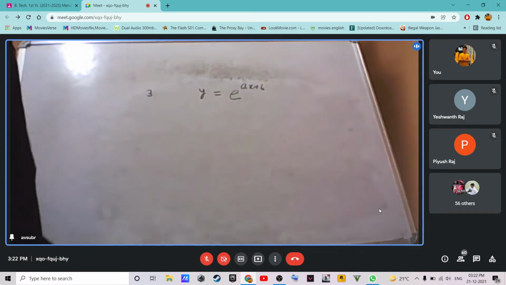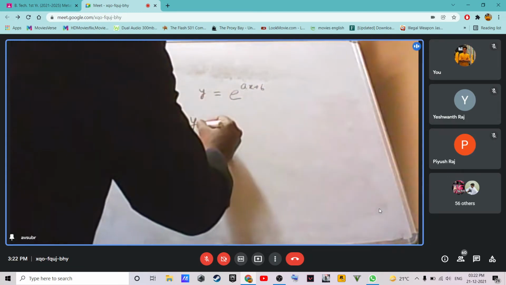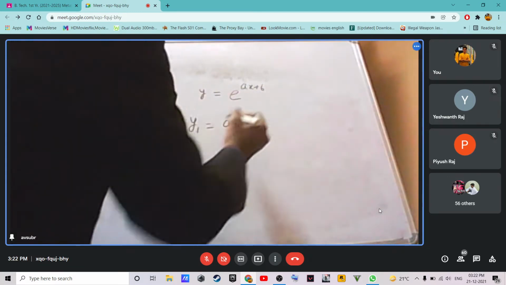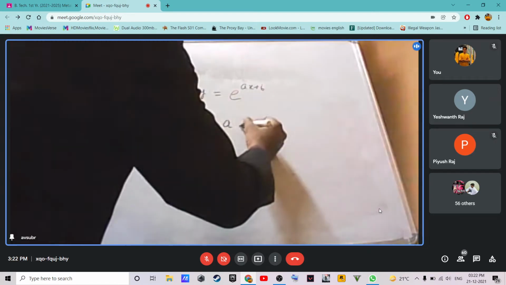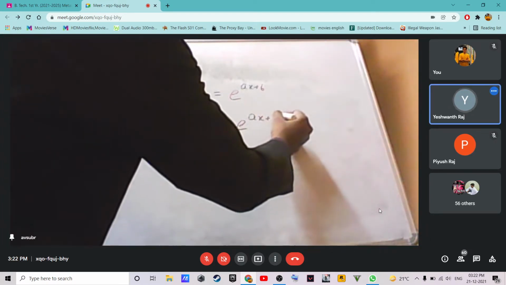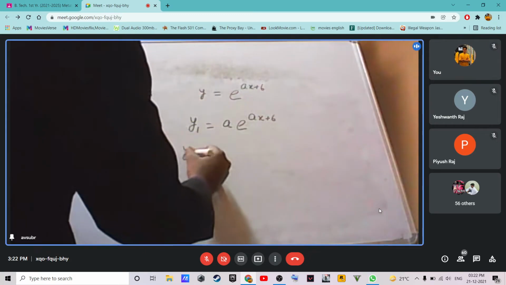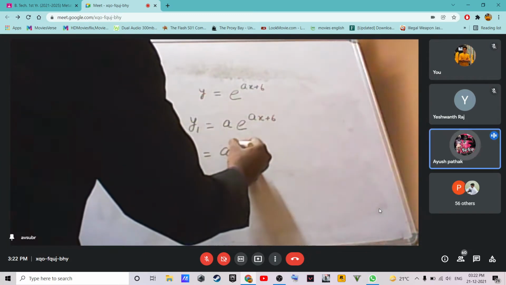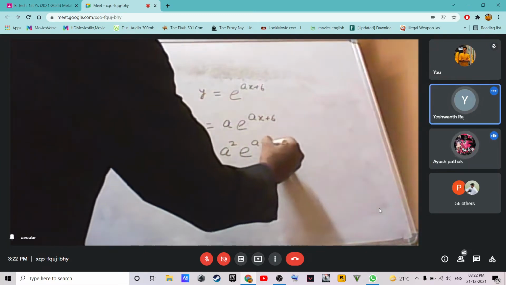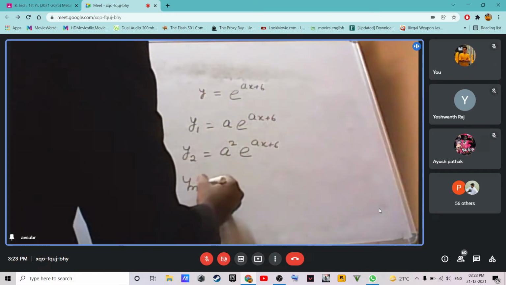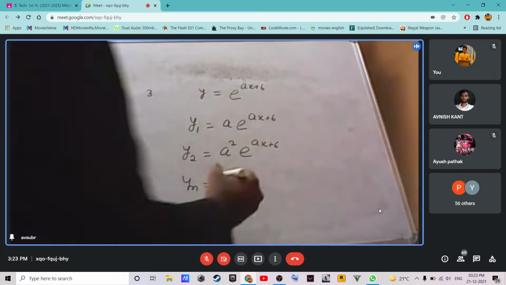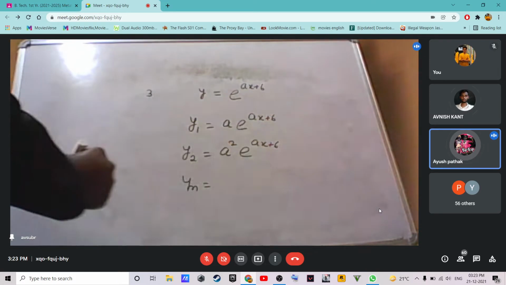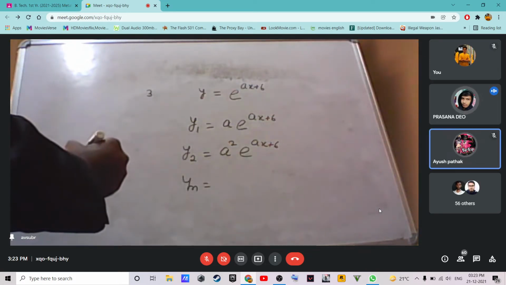So what will be the nth derivative of this? The first derivative of this will be a e to the power ax plus b. The second derivative will be a squared e to the power ax plus b. So it means the nth derivative will be a to the power n e to the power ax plus b.